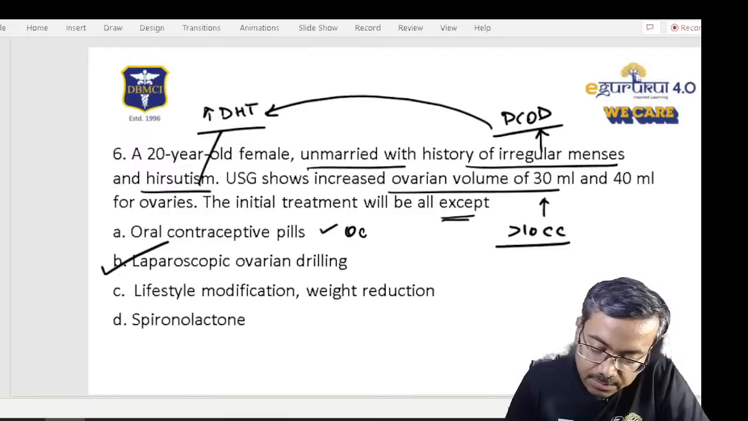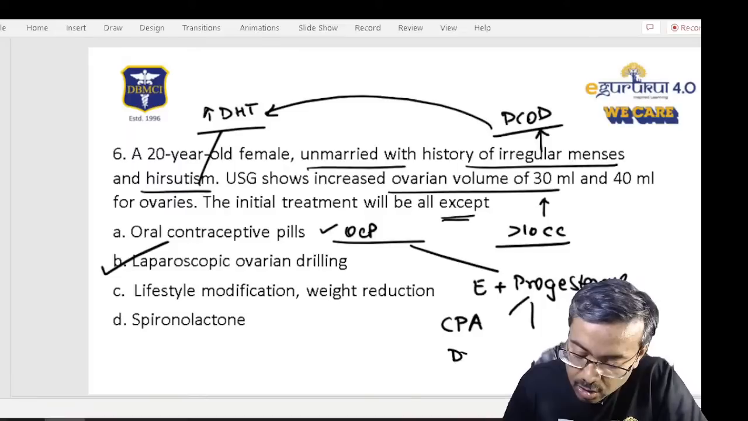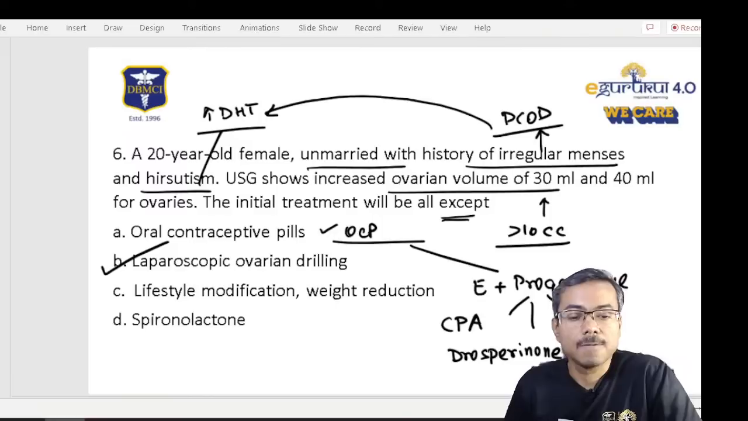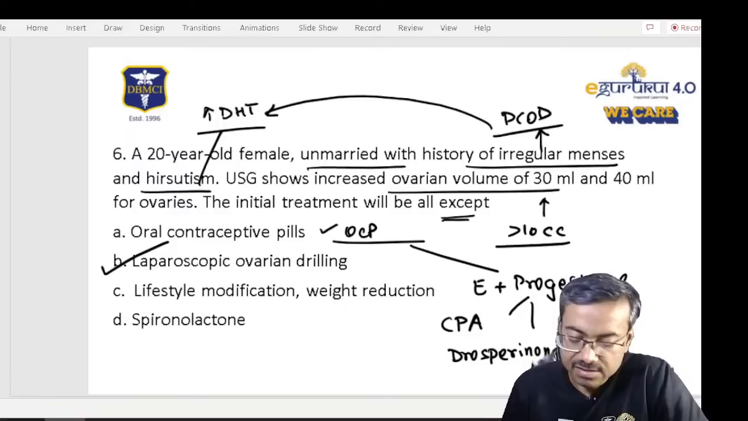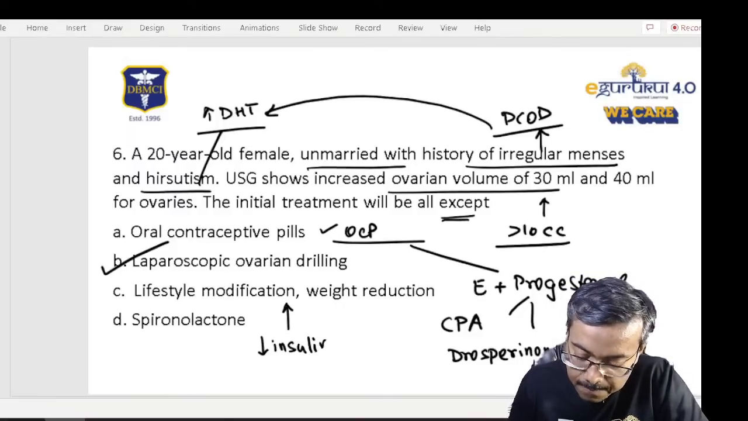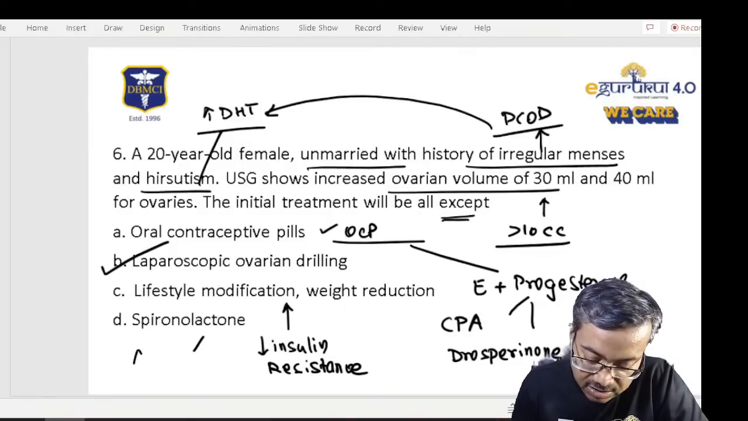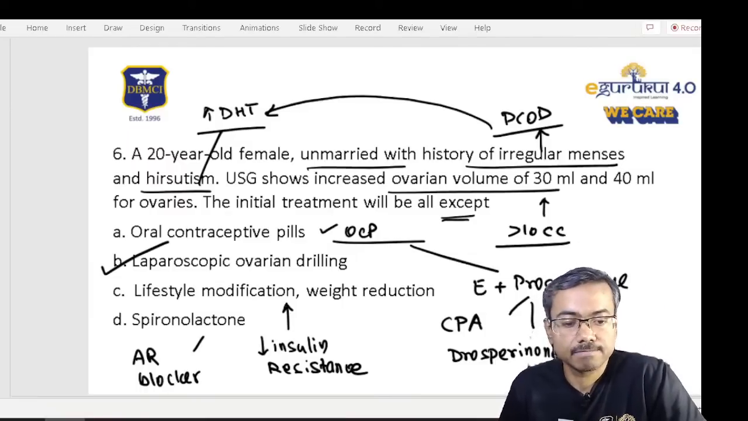So, you want to give OC pills, and we know that OC pills will be estrogen plus progesterone. The progesterone will be either cyproterone acetate or drospirenone. Okay. CPA means cyproterone acetate, and then there is drospirenone. Estrogen remains the same. Lifestyle modification definitely, because you want to reduce insulin resistance by weight reduction. Spironolactone also is helpful because it's an androgen receptor blocker. What you don't want to do is laparoscopic drilling.